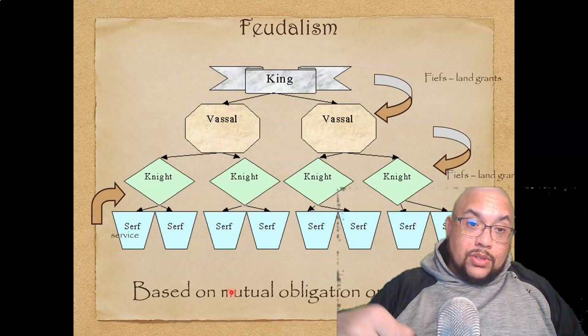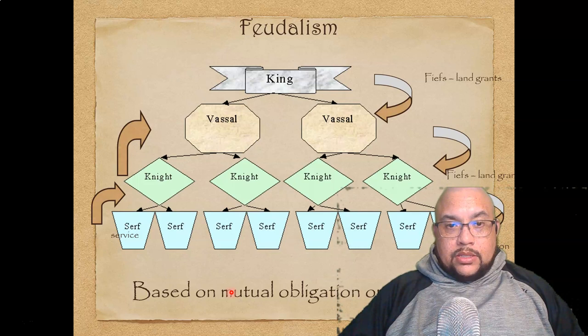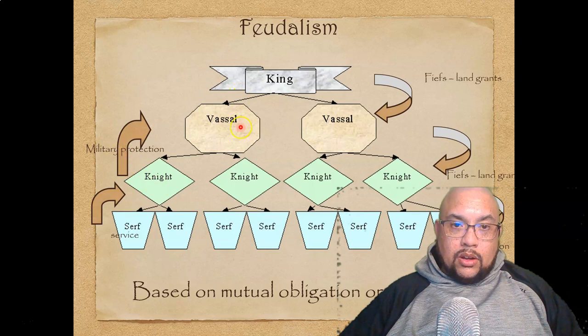Now, the knights, what do they give to the vassals? Well, since the vassals are always fighting, the knight's responsibility is to fight on behalf of the vassals.